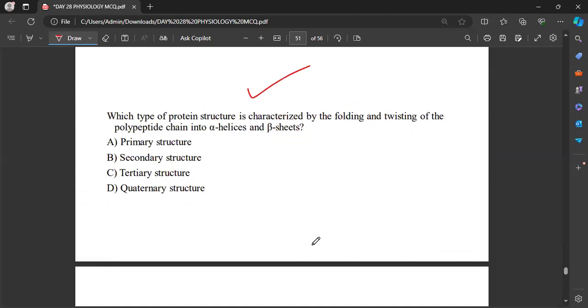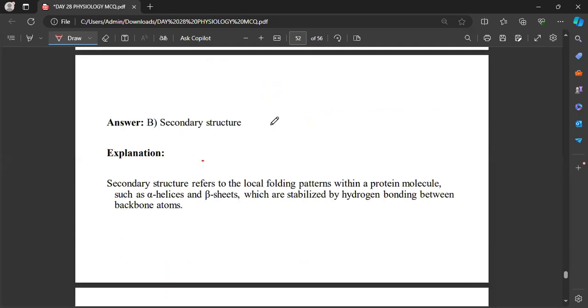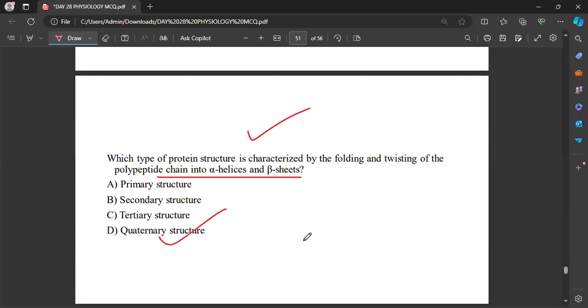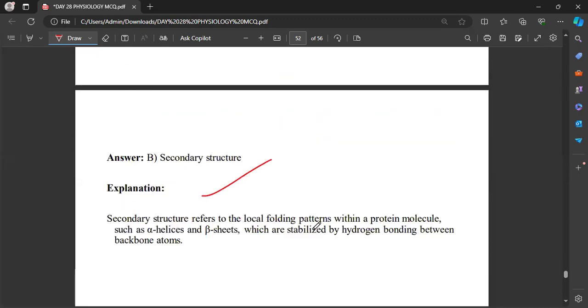And which type of protein structure is characterized by the folding and twisting of the polypeptide chain into alpha helices and beta sheets? Alpha helix and beta pleated sheet. And that will be the secondary structure. And the bond involved in this particular structure will be the hydrogen bond.